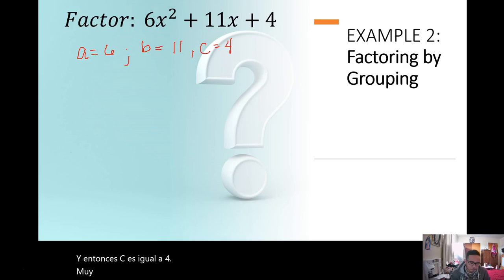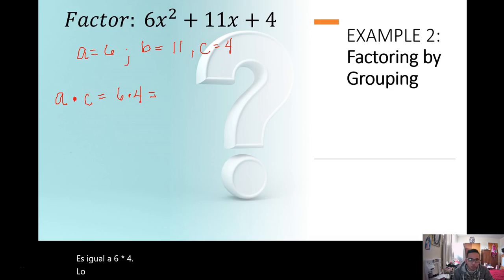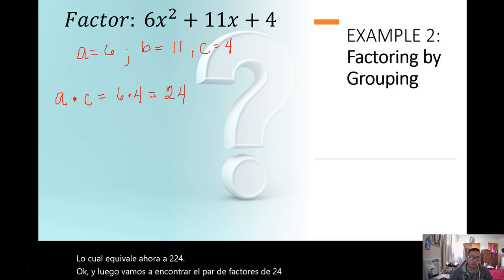First, you have to take the product of a and c, right? So what is the product of a and c? a times c is equal to 6 times 4, which is equivalent now to 24. Okay, and then we are going to find the factor pair of 24 with the sum of 11.